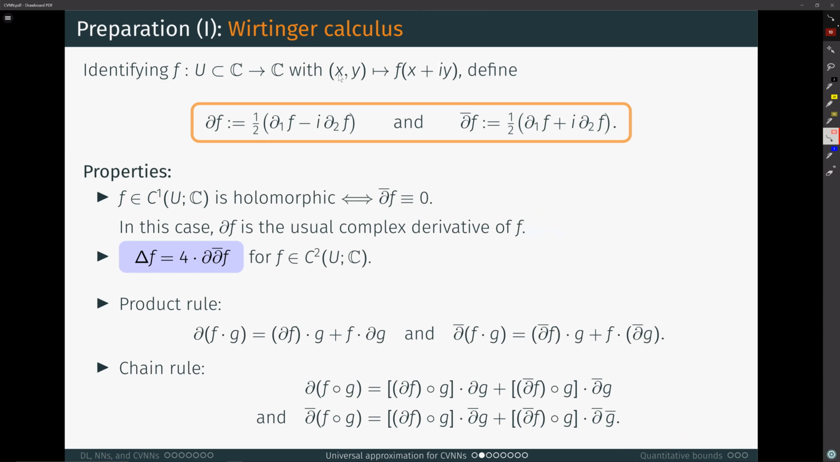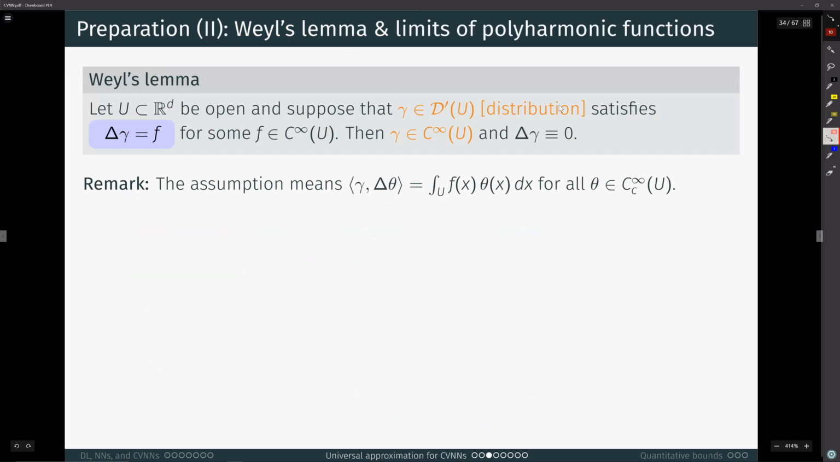And the second ingredient is called Weyl's lemma. This says the following: if you have a distribution, so it could be a locally integrable function, but it could also be a delta distribution or whatever, which satisfies that the Laplace of your distribution gamma is f, where f is a smooth function, then actually gamma itself is already smooth, so it cannot be a Dirac delta or whatever.